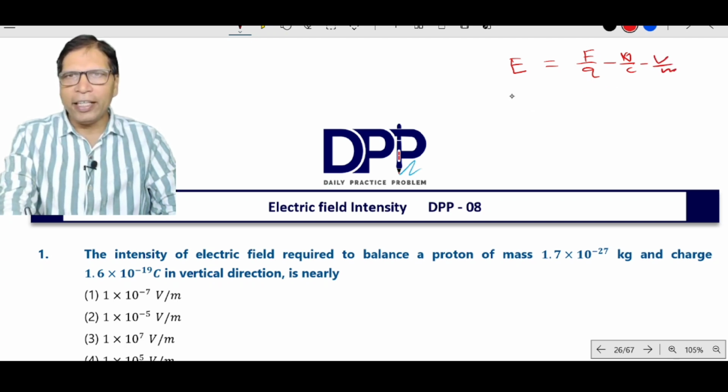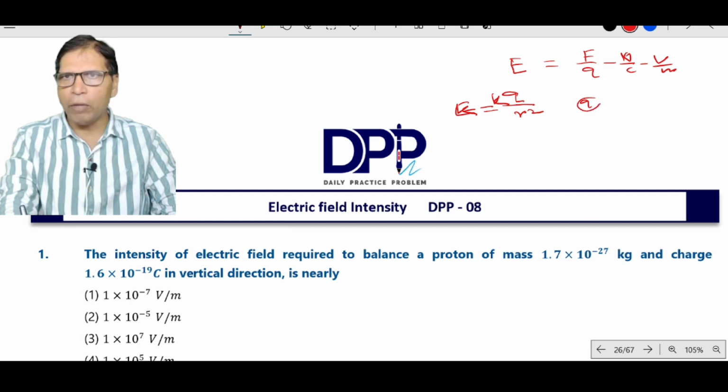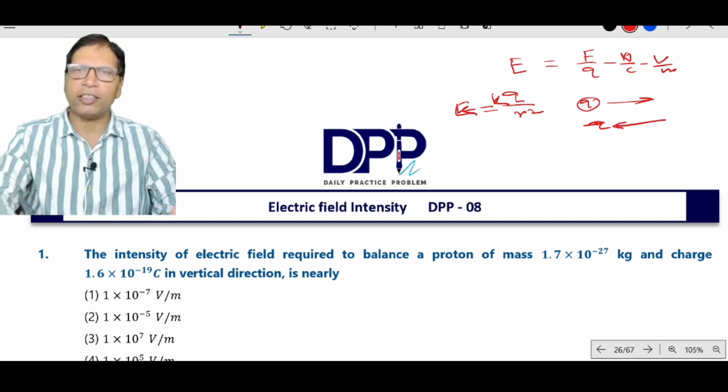And the electric field due to a charge q at a distance r from it is E equal to kq by r square. Due to a positive charge, the electric field is directed away from the charge, and due to a negative charge, the electric field is directed towards the charge.